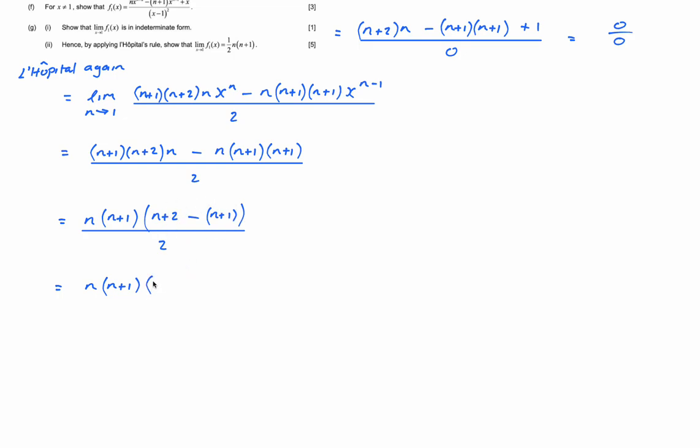Let me just show that. So that's times 1 all over 2, which equals a half times n plus 1, which is what we wanted. So that is proved, our QED. Okay, that's question 1, guys. Definitely not an easy start to paper 3. Hopefully question 2 is better.